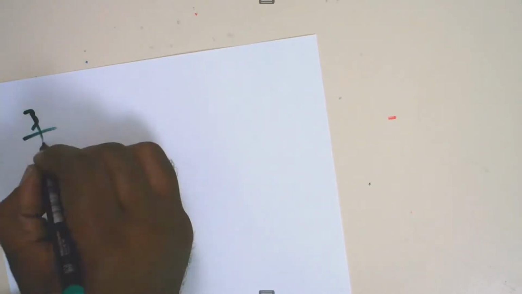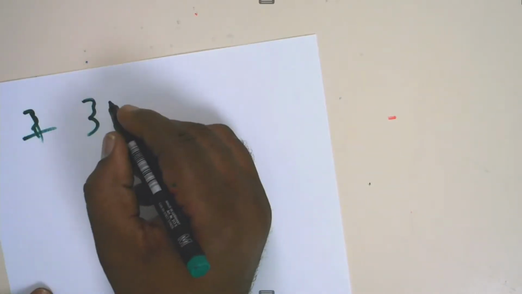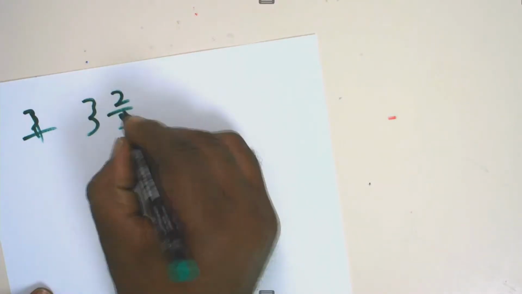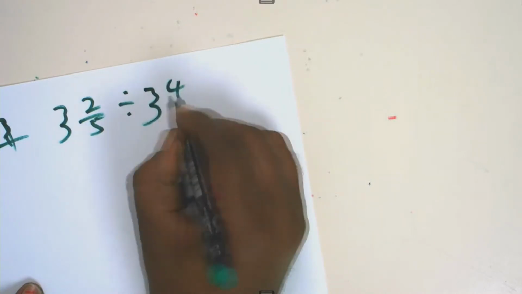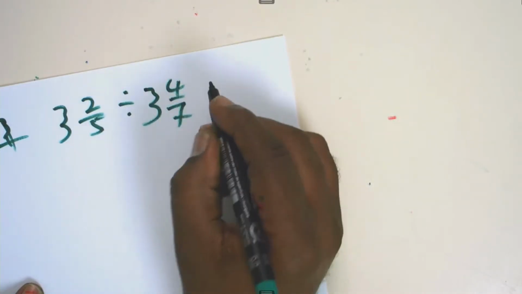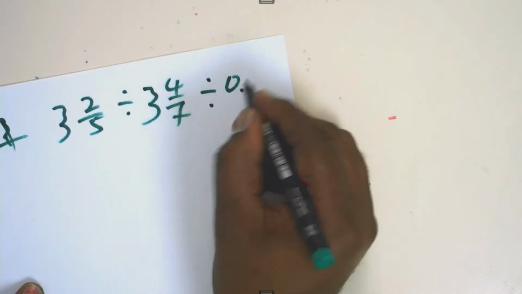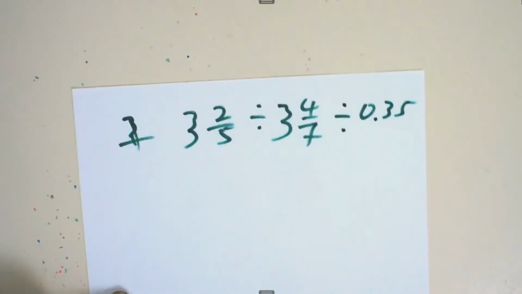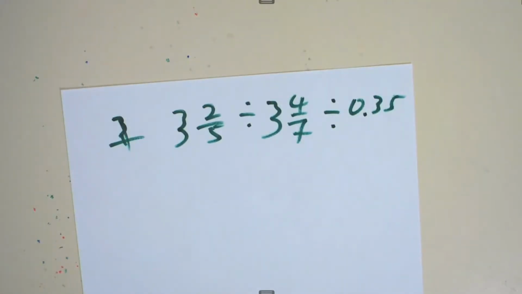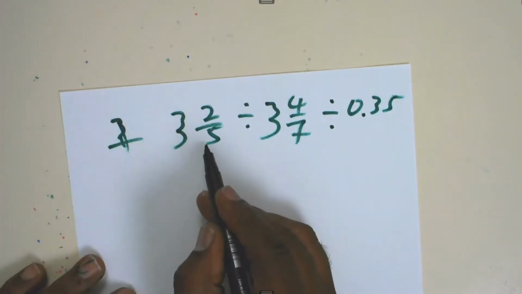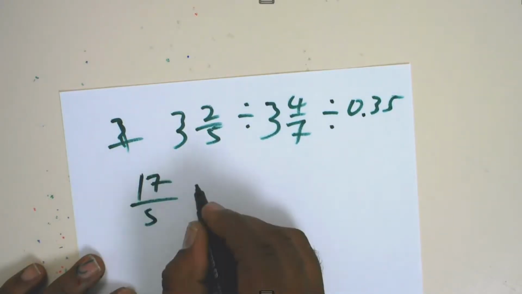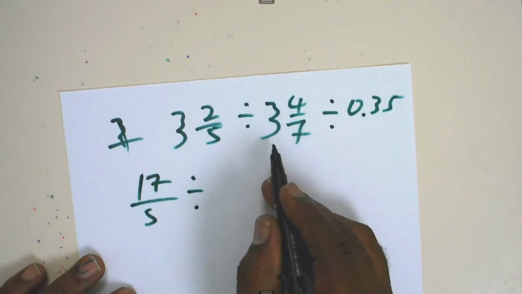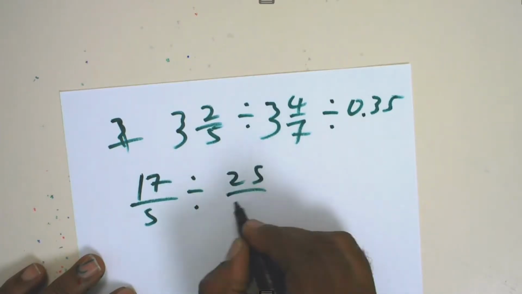3 and 2/5 divided by 3 and 4/7 divided by 0.35. Remember, we have to change it to a common fraction from mixed fraction. 5 by 3 is 15 plus 2 is 17 over 5. Divided, 7 by 3, 21 plus 4, 25 over 7.